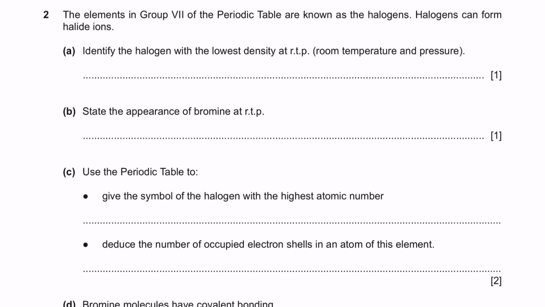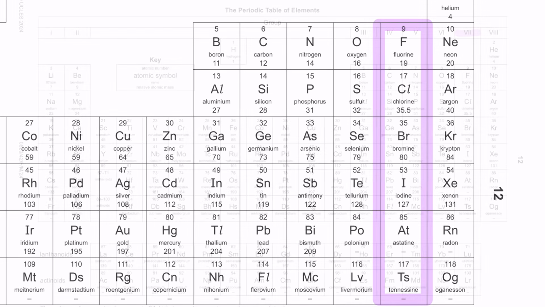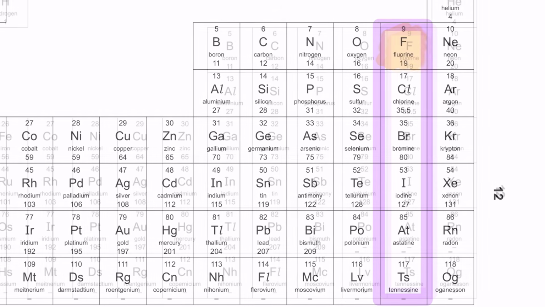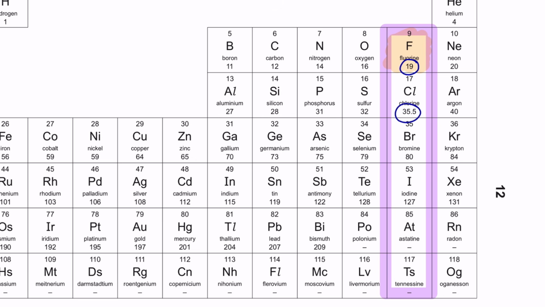Question part 2. The elements in group 7 of the periodic table are also known as the halogens. Halogens can form halide ions. Part A. Identify the halogen with the lowest density at room temperature and pressure. So this is group 7 and these are the elements placed in group 7. The element which is at the most top has the smallest molecular mass, hence it has the lowest density.